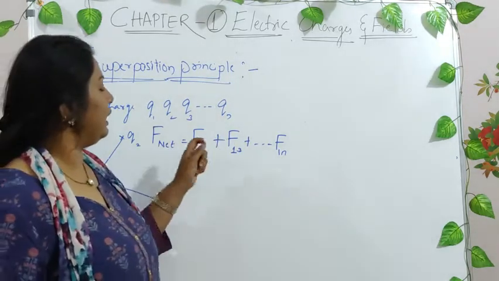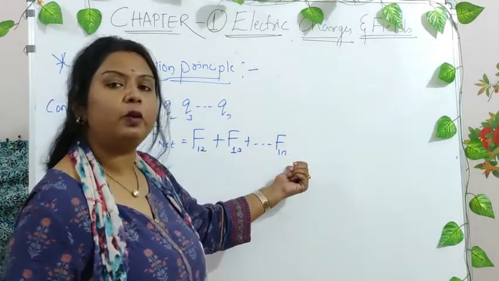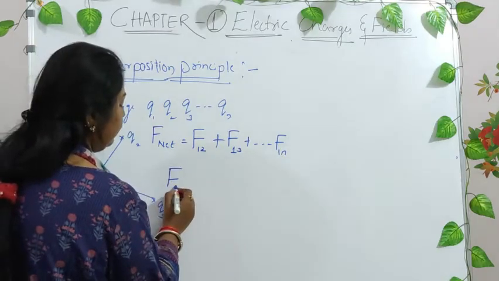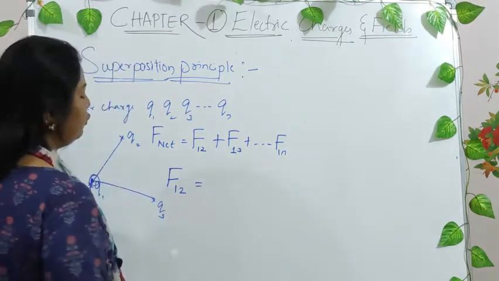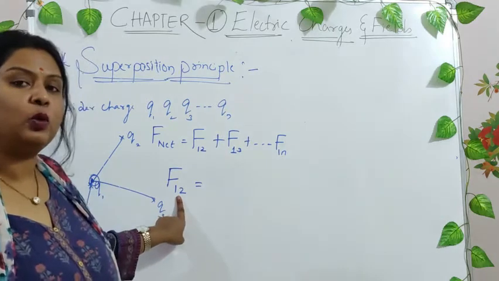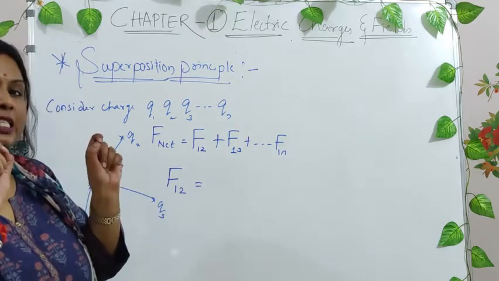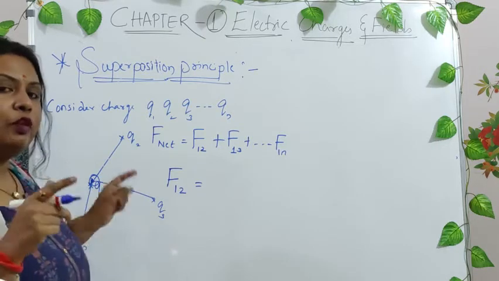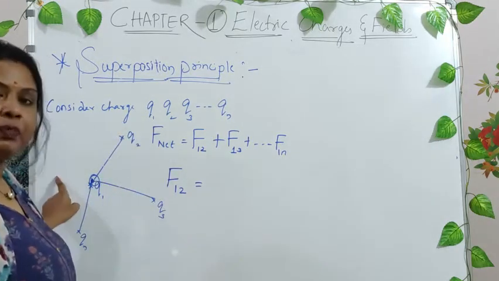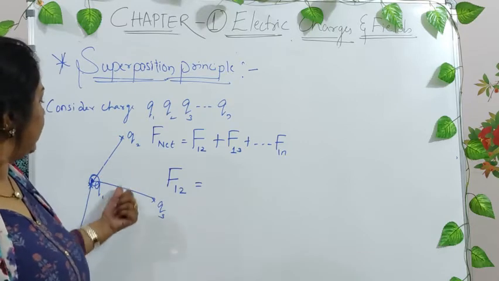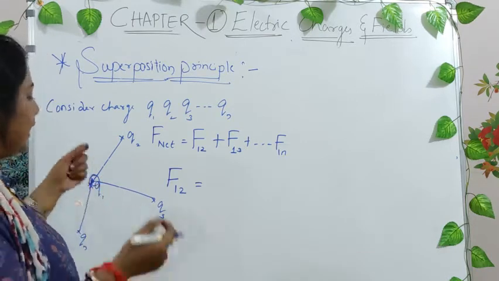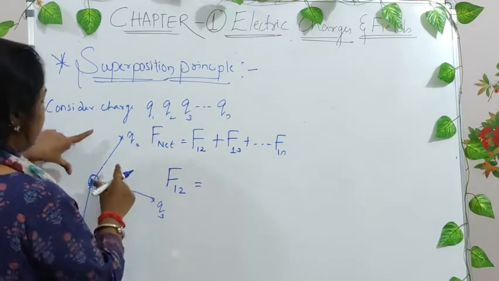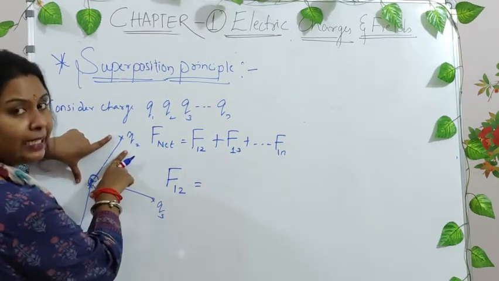Now, individually, when we take F12, F13 and F1n, how do we write them? What is the force present between the two charges? Say, for example, F12. This we have seen in Coulomb's law. What was the force present between the 2 point charges? These are all point charges, right? In Coulomb's law we had only 2. Here we have many. But when we derive the superposition principle, we again come back to Coulomb's law and find the force between the two charges. These two charges are acting independently.